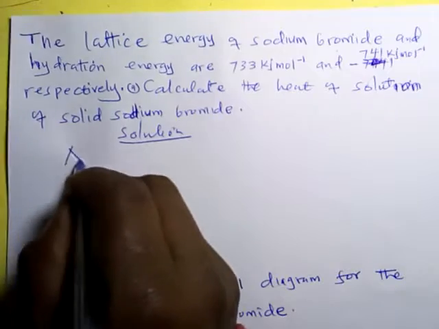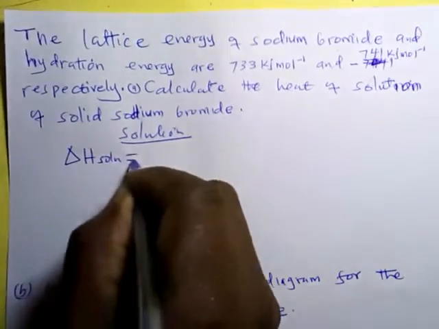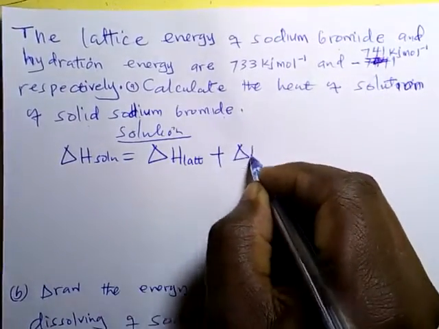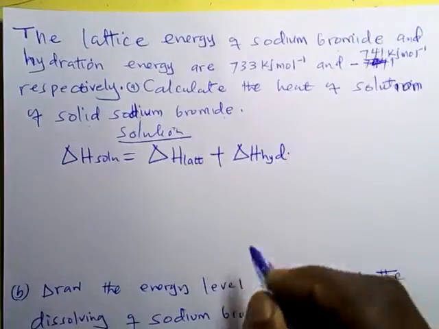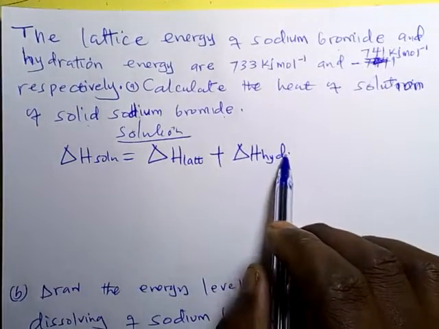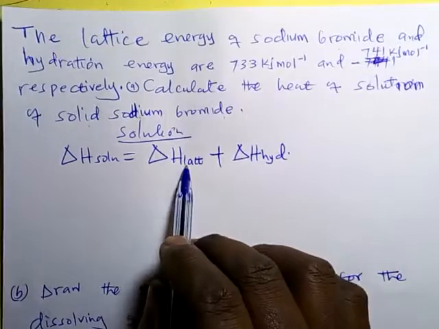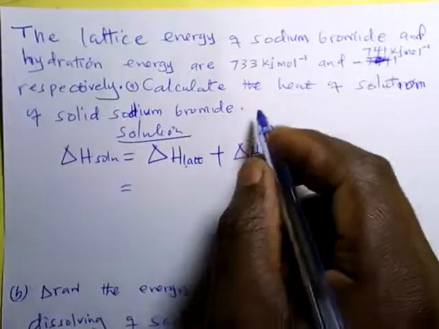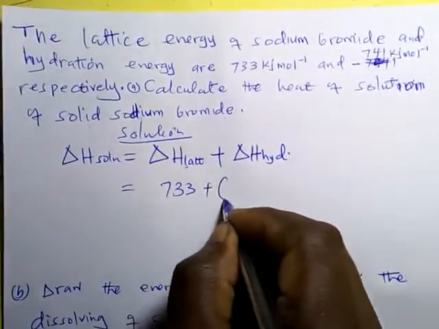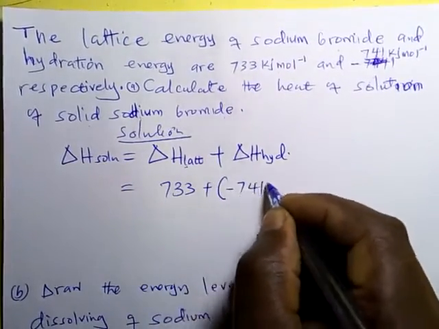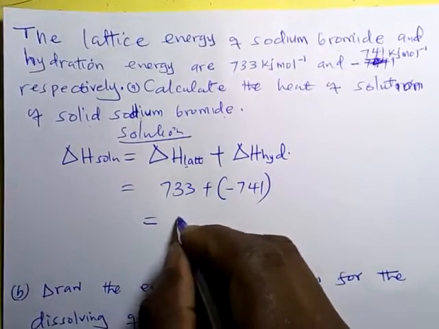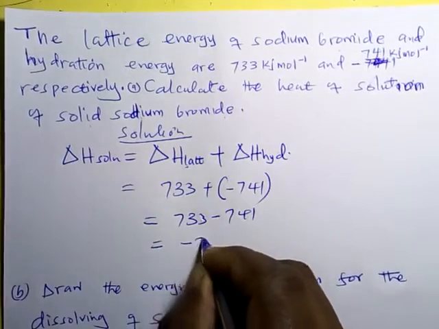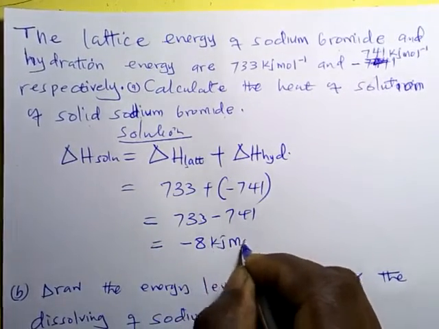We know that enthalpy change of solution equals enthalpy change of lattice plus enthalpy change of hydration. Remember, hydration energy is always exothermic, negative. Lattice energy is bond breaking, which is positive. So we have 733 plus minus 741. Our answer is 733 minus 741, and the overall is negative 8 kilojoules per mole.